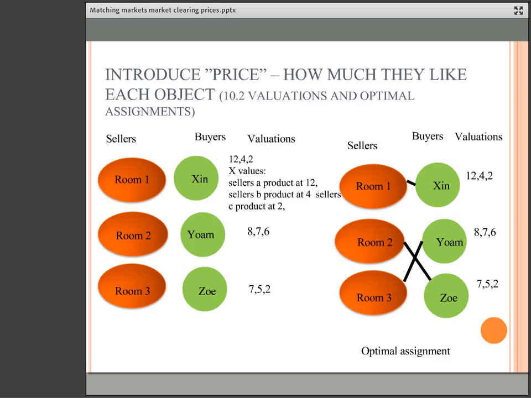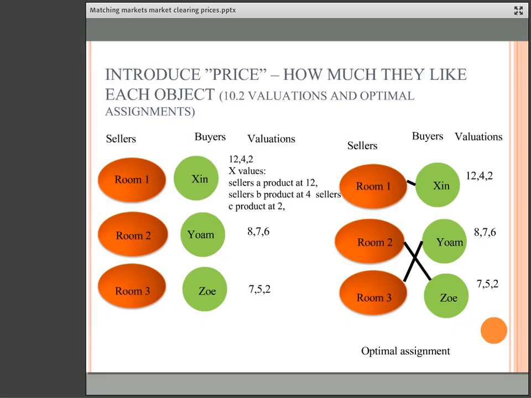So X here values room A at 12, room B at 4, and the third room C at 2. And then you can look at keeping these valuations in mind. Is there an optimal assignment? And yes, you can give room A to X, room C to Y, and room B to Z.